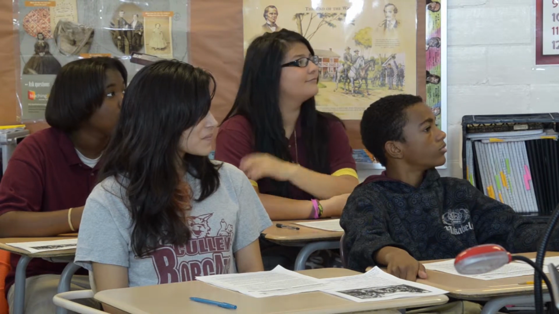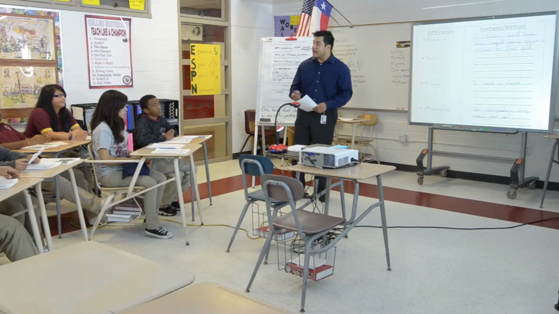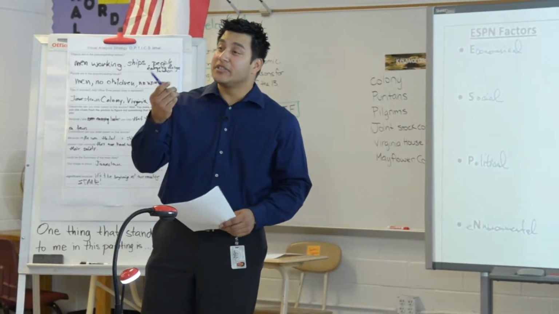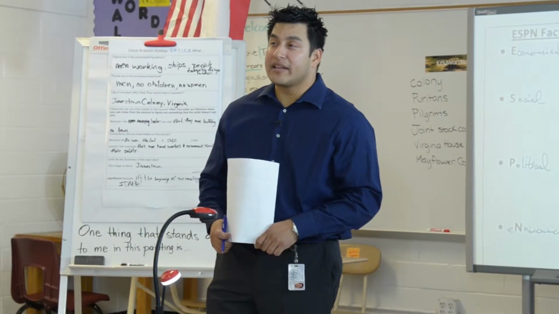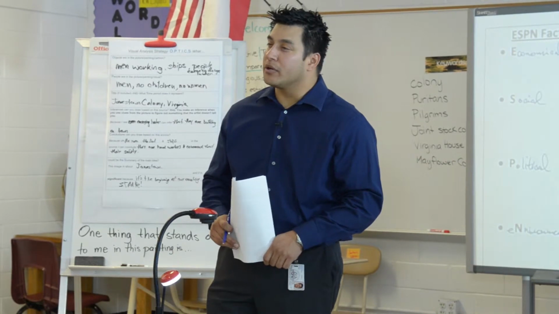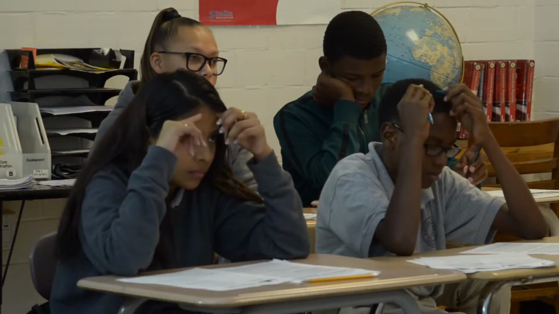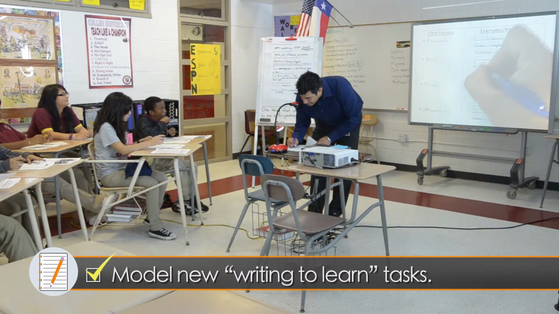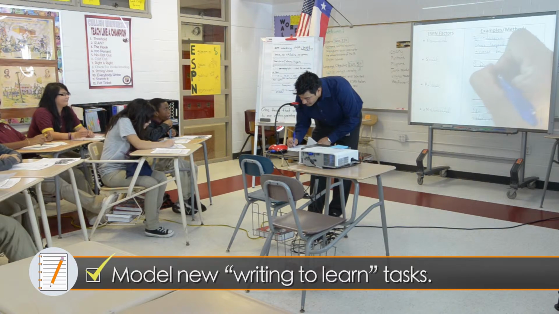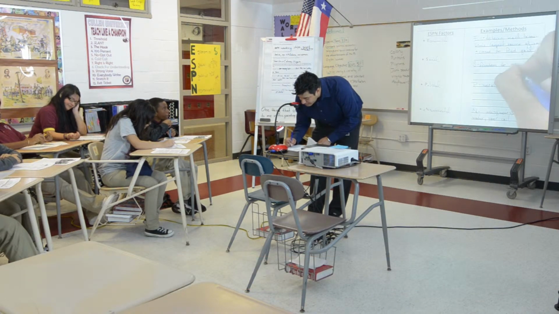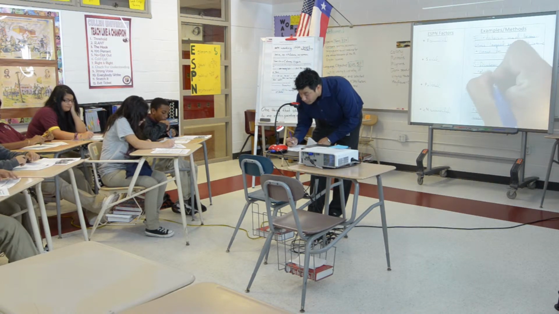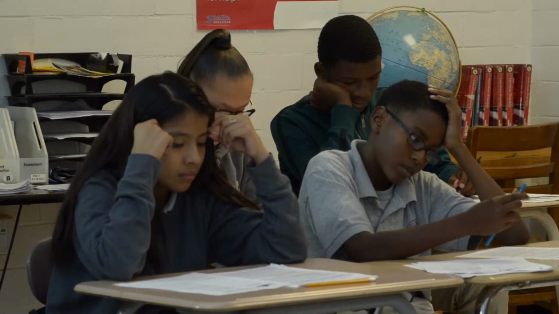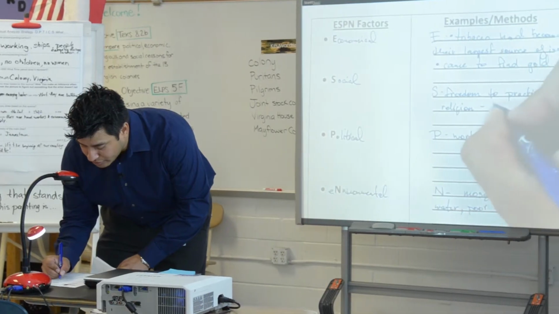I'd like to know if someone could share out one of the S's or P's that they identified in the text. So Sarah, what do you have for me? Personal religion. Right, so the freedom to practice your own personal religion. So that would be social or political? Social. So, all right, so under social, freedom to practice religion. And what group of people was that, Sarah? The Pilgrims. The Pilgrims, also called the Puritans, right?